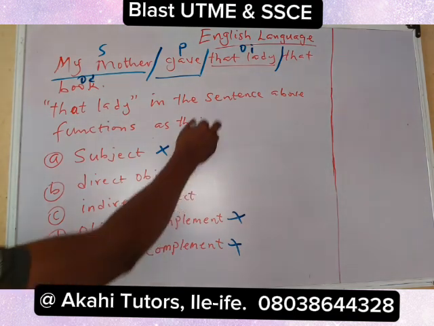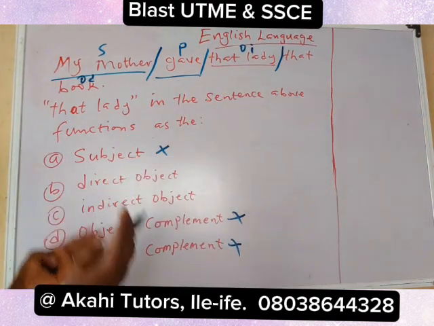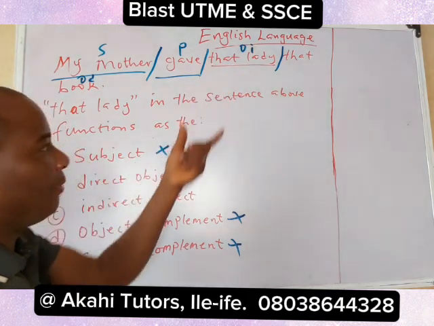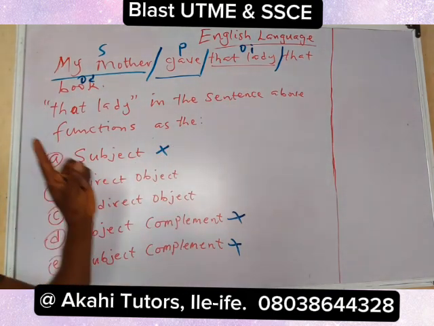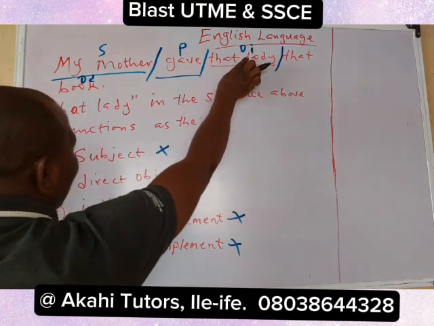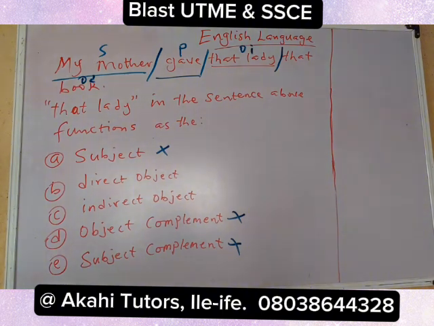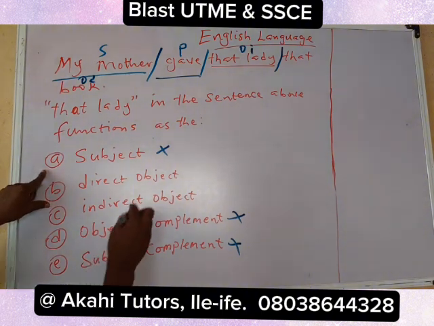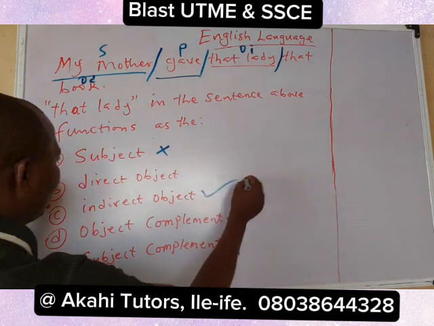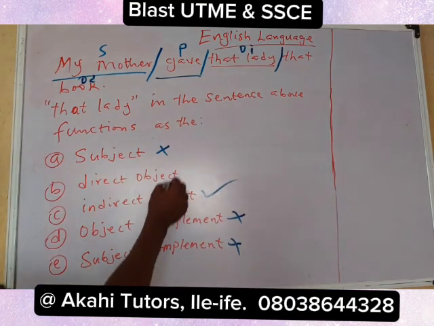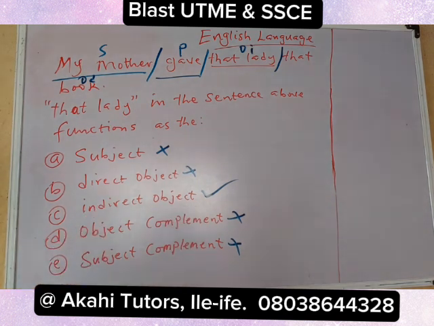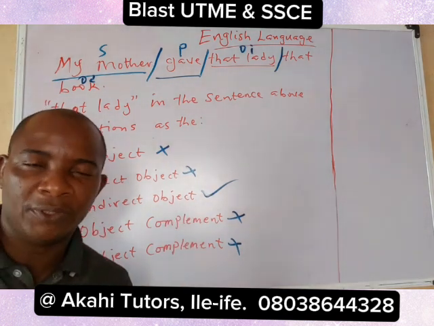So now we have two objects, and I said when two objects appear in an expression, the first object is called indirect, while the last occurring object is called direct object. Having said that, you will agree with me that the answer to this question is option C, which is indirect object.